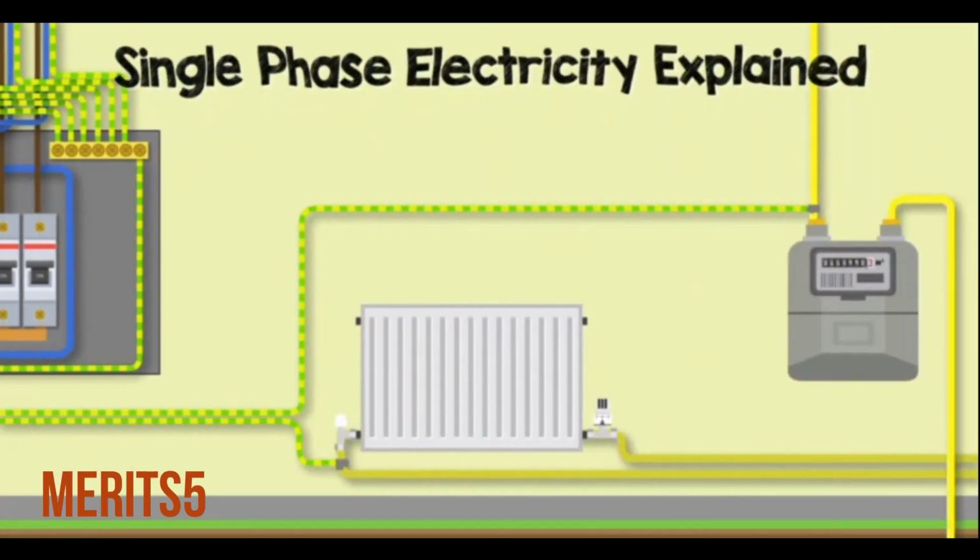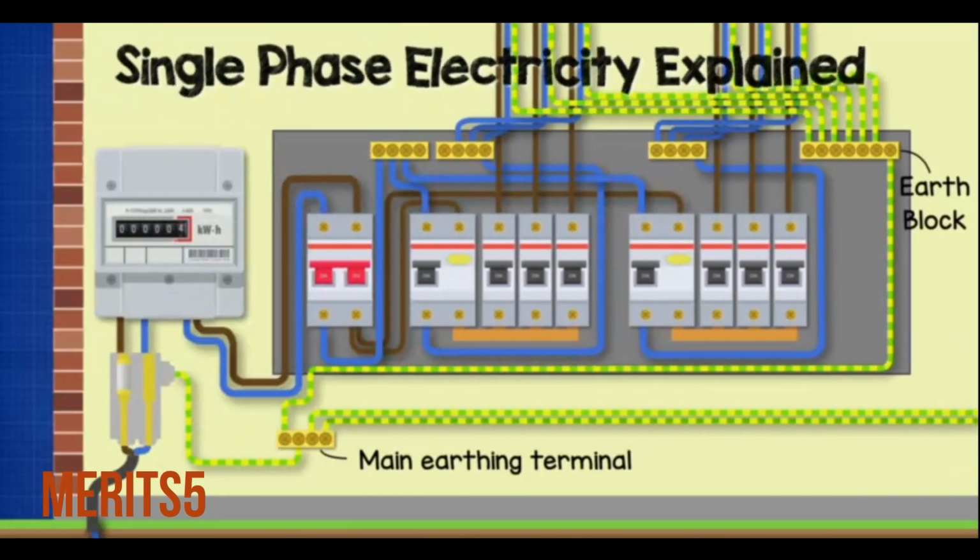Other earthing wires will connect from this main earthing terminal over and onto metal pipes such as the plumbing and the gas pipework. That way, if a person touches a live wire in a metal pipe in the property, the electricity will flow through the earth wire and should be detected by the RCD, which will cut the power.